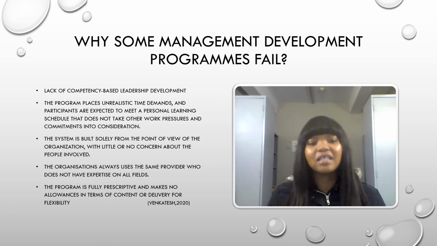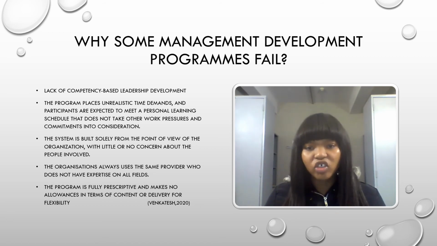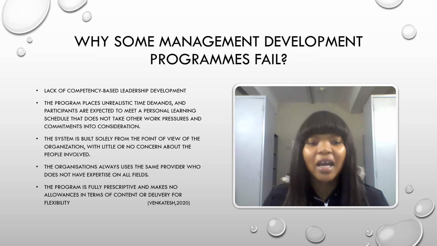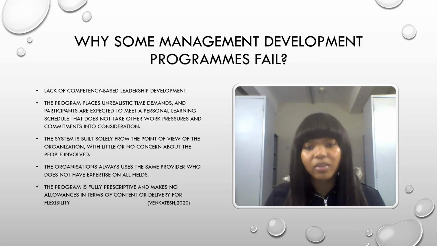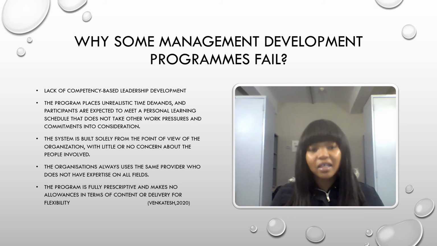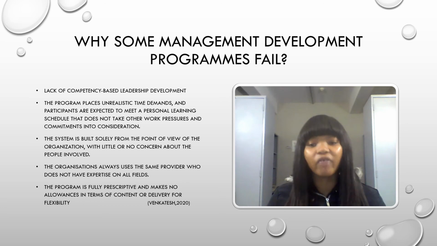Another one is that the system is built solely from the point of view of the organization, with little or no concern about the people involved. Another one is that the organization always uses the same provider, who does not have expertise in all fields. The last but not least is that the program is fully prescriptive and makes no allowances in terms of content or delivery for flexibility. The next slide will be discussing the process for individual management development.